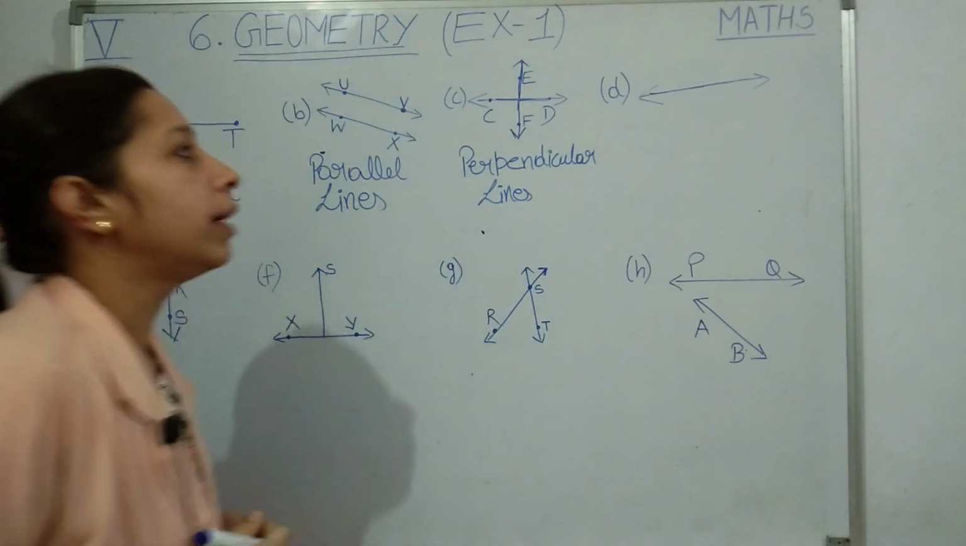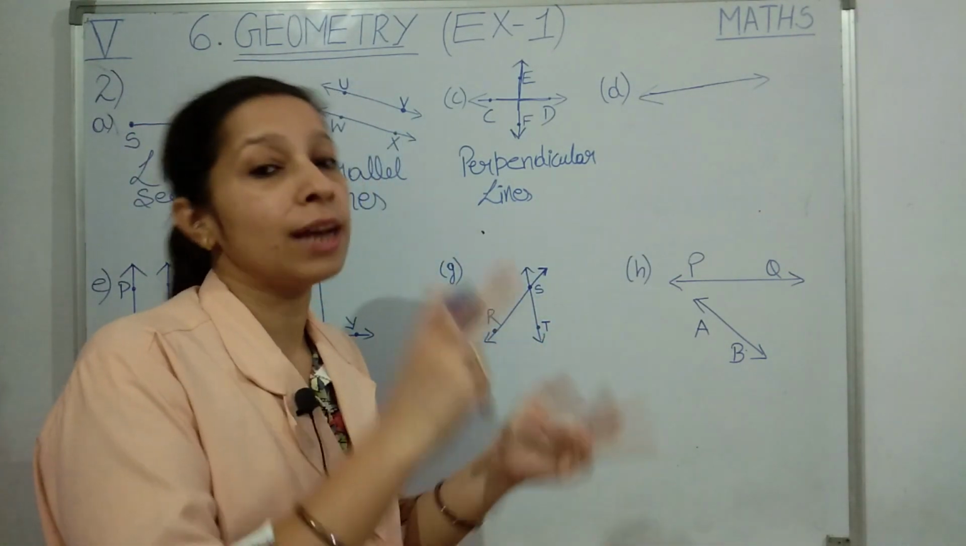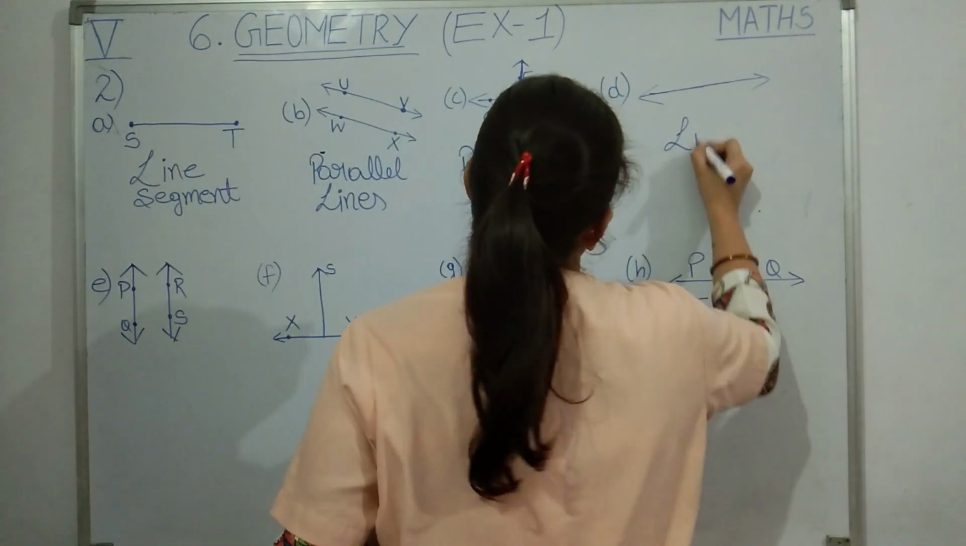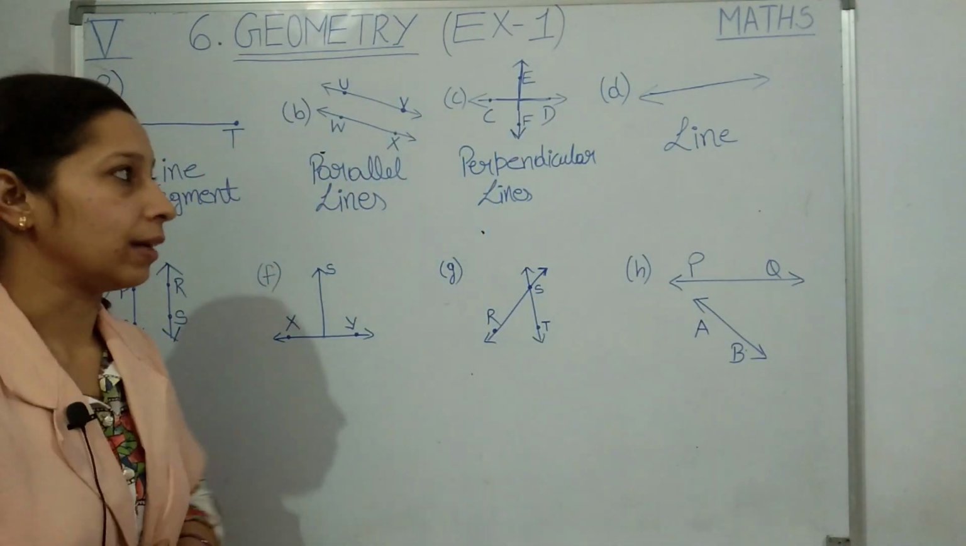Okay, what about D? Again a straight line is given with two arrowheads. So it is line or line segment? We know that it is line because a line segment has two end points. Okay, students, so this is line.